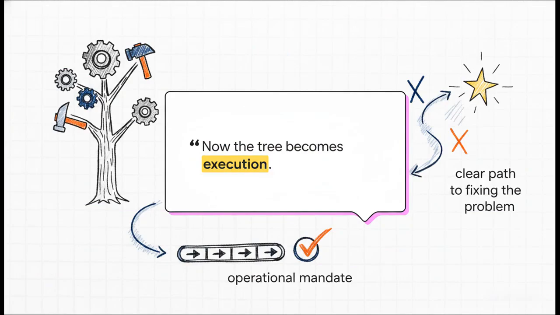I absolutely love this line from the source material. Now the tree becomes execution. That's the entire goal of this explainer. We didn't build a tree just to neatly organize our thoughts. We built the tree to carve out a clear, undeniable path to fixing the problem. We forced clarity, we completely eliminated the blending of issues, and we engineered a true operational mandate.